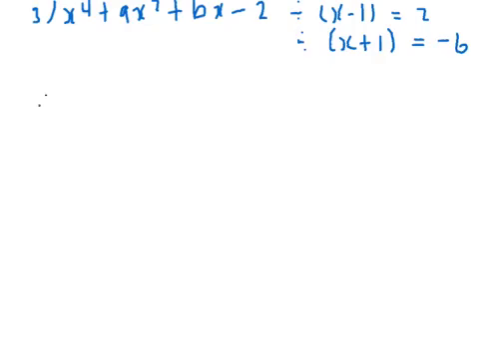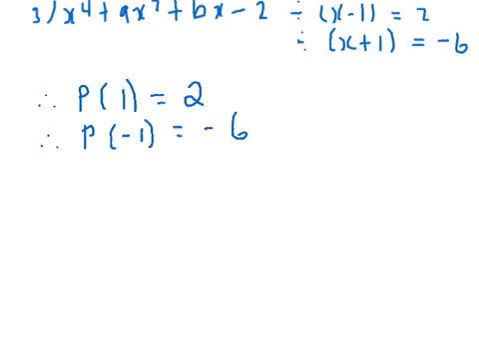In the first scenario, if we sub in p of 1, it's telling us that if we sub in the value of 1, the remainder that we'll get is 2. And the second piece of information says if we sub in negative 1, we get a remainder of negative 6. So we now have to sub these values in and create two equations in terms of a and b, and therefore we can solve. So let's do this for equation 1.